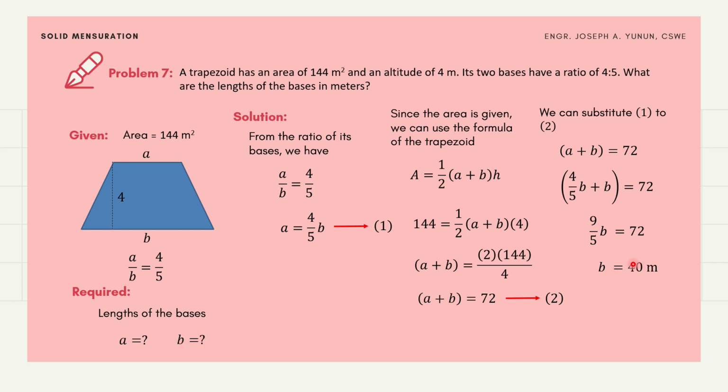Now, in order to solve for a, I'll substitute the value of b into equation 1. So a is equivalent to 4 over 5 multiplied by b. But b is 40, so I'll use 40. Simplifying that, side a is 32 meters.